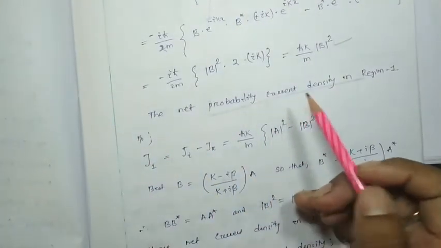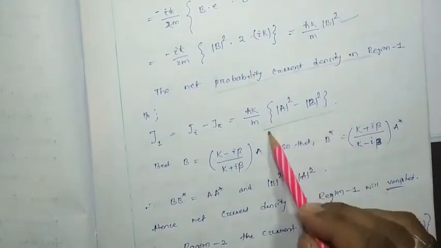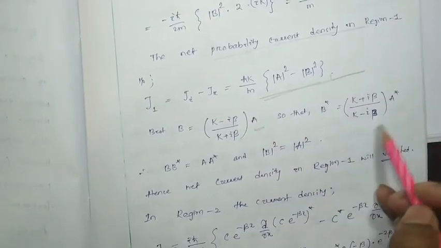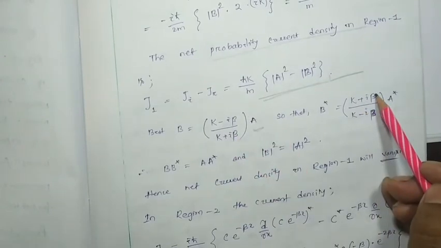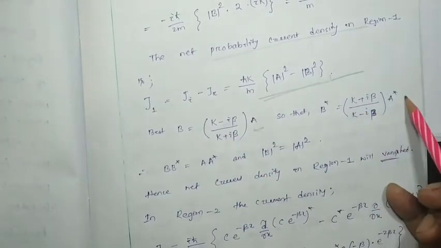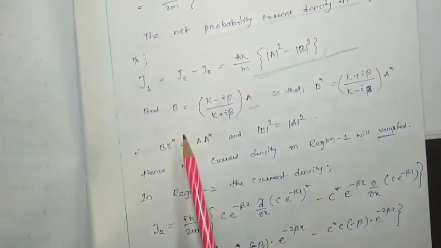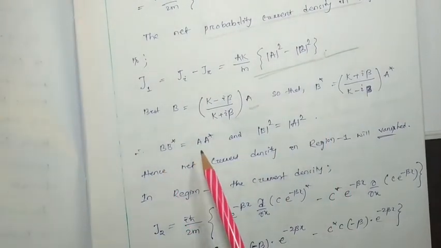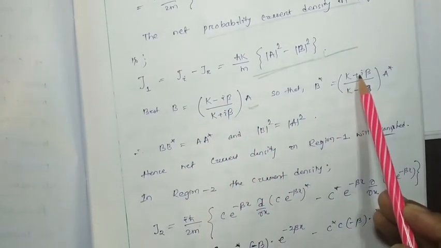Previously we found the incident current density is this one. The net current density, Ji minus Jr, will be this much. Okay, but we know that b is equal to this one, so if we consider b star, it will be the complex conjugate of this one, k plus i beta divided by k minus i beta into a star. Here you just multiply b star. If we multiply, then this and this are going to be cancelled out.